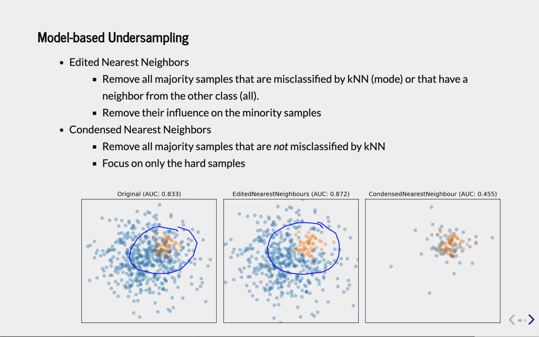Now the opposite idea is called condensed nearest neighbors. So here you remove all the majority samples which are not misclassified. So what that does, it gives you all the orange points, and it keeps only the hard points which are hard to predict. The idea being that if you force the model to look at this space and remove the confusion by the rest of the space, you may end up with a better model. Now, in practice, I haven't seen this work so well. So you can try it, but it's not the first thing I would try.